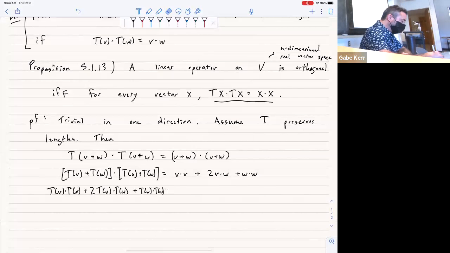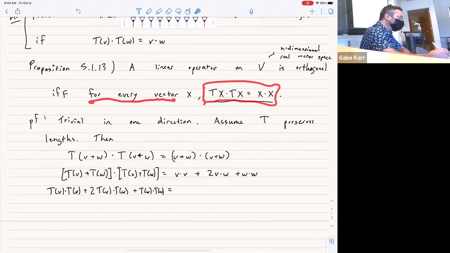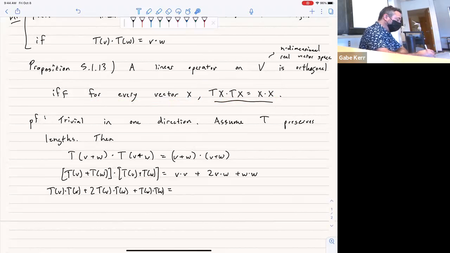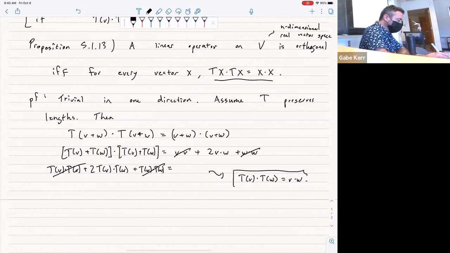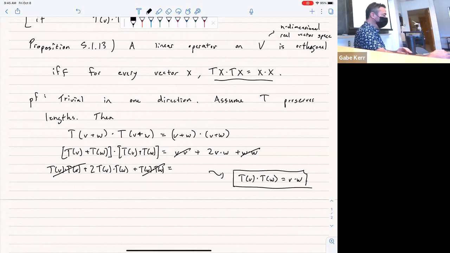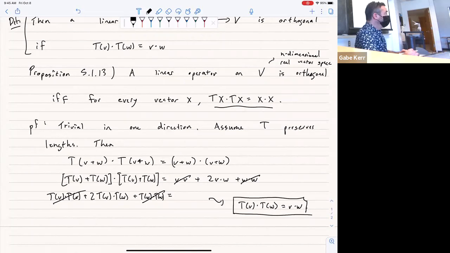Now, what we're assuming is that this equation is true for every vector x. So that means that equation is true for V, so I can cancel both sides here. That equation is true for W, so I can cancel both sides here. And of course, I'm in a real vector space, I can multiply by 1/2. And multiplying by 1/2 gives me TV dot TW is equal to V dot W. So it's an isometry, it's a linear isometry.